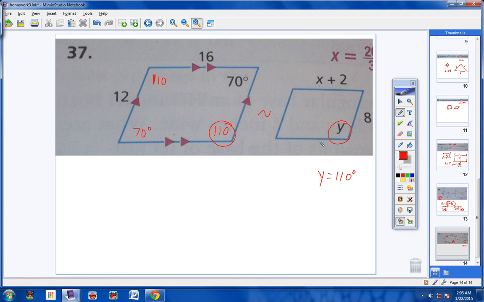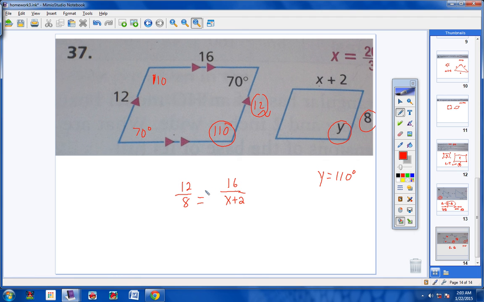Now, let's solve for x, okay? Let's see what we know here. If this is 12 here, now 12 corresponds with this side here, which doesn't help me, but hold it. When you have a parallelogram, opposite sides are congruent. So if this side is 12, then this side here is 12 also. So now I can say 12/8 equals 16/x plus 2. Okay, and now we're ready to solve for x.